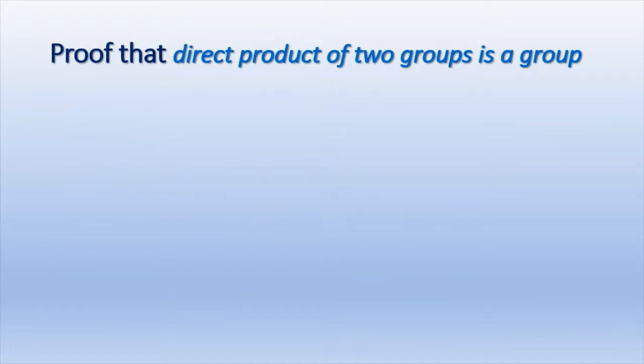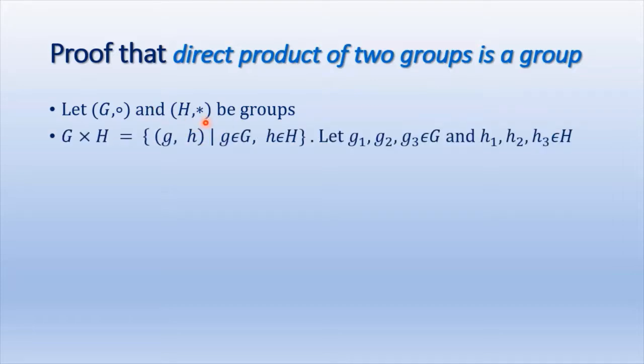Now we shall see the proof that the direct product of two groups is again a group. Let (G, dot) and (H, star) be two groups. As defined already, G cross H, the Cartesian product of G and H, is like this. You consider three elements from the set G and three elements from the set H. So to prove that G cross H is a group, we should define the binary operation dot on G cross H as we have already defined.